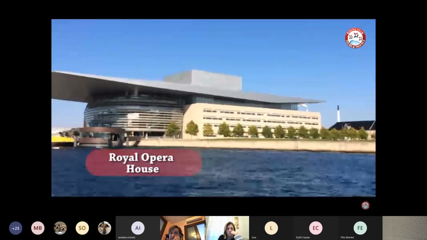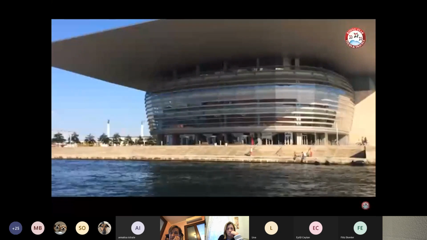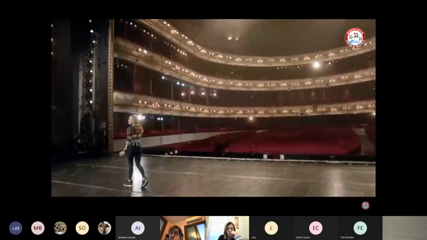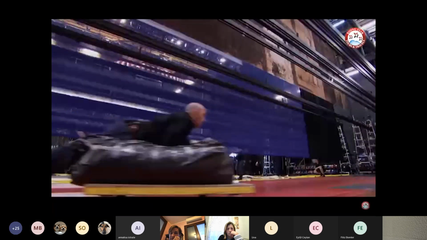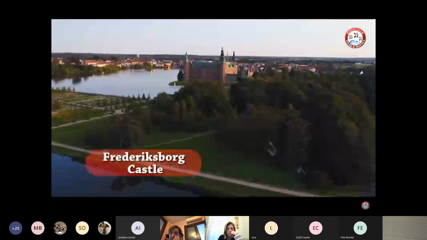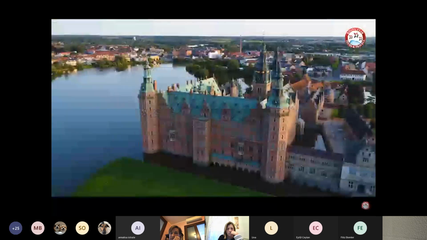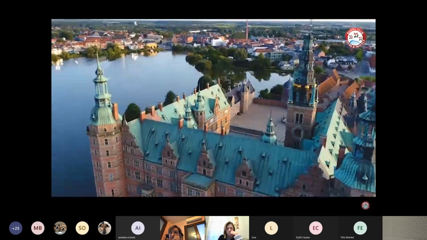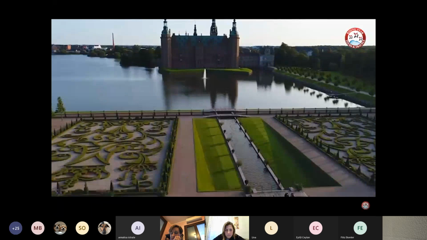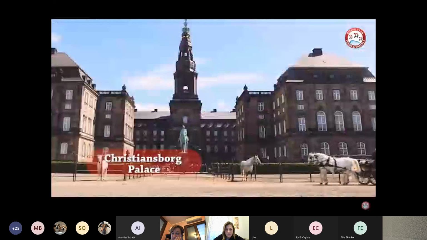We have the Royal Opera House, which was made by a Danish architect, supposedly one of the more modern opera houses, where we have a lot of theater and shows. And then we have a place called Frederiksborg Castle. This is a castle that was made many years ago for one of the kings. And it's very popular to see because of the Baroque fashion in which it has been built. And then also with the gardens, which is very special.